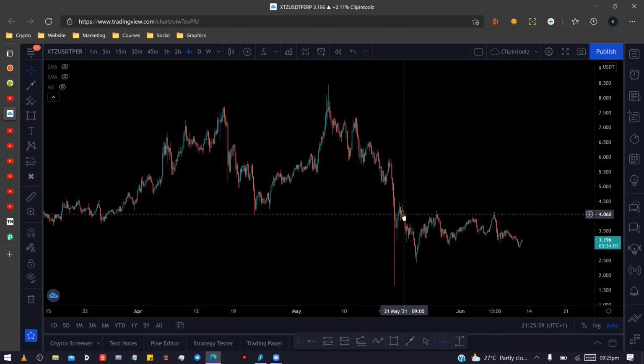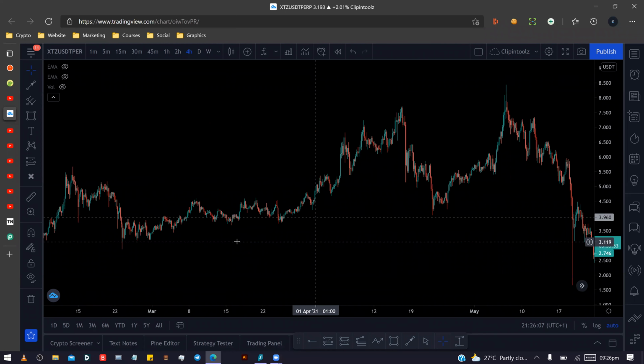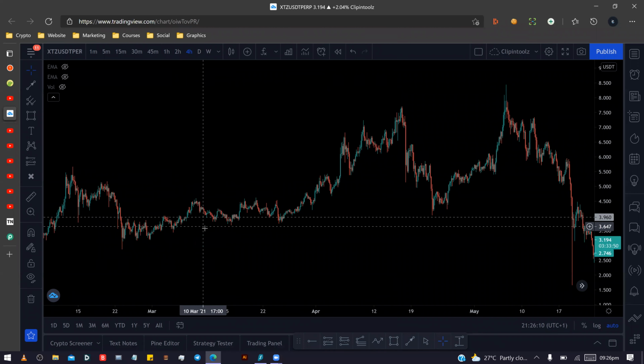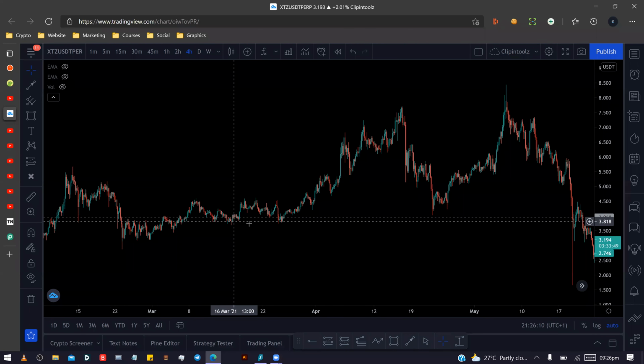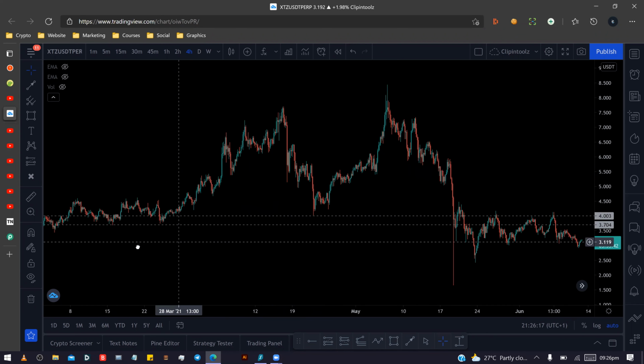So come here. This is the first obvious one I saw at this area. Draw it. Bam. Tested it. Now I told you that support and resistance is not a line. It is an area. So even though it does not touch it, this place is still valid. We have two. Let me just put it from here to here. These are valid resistance and support.